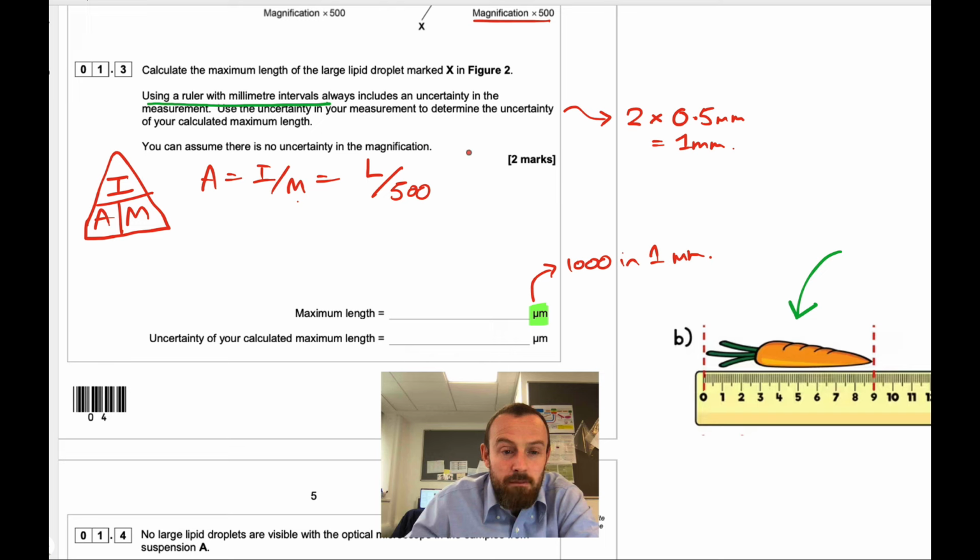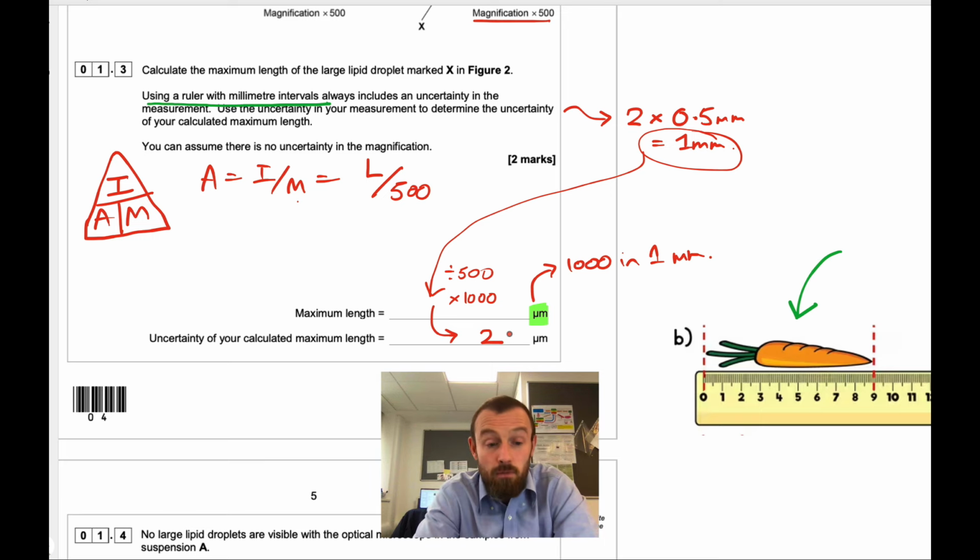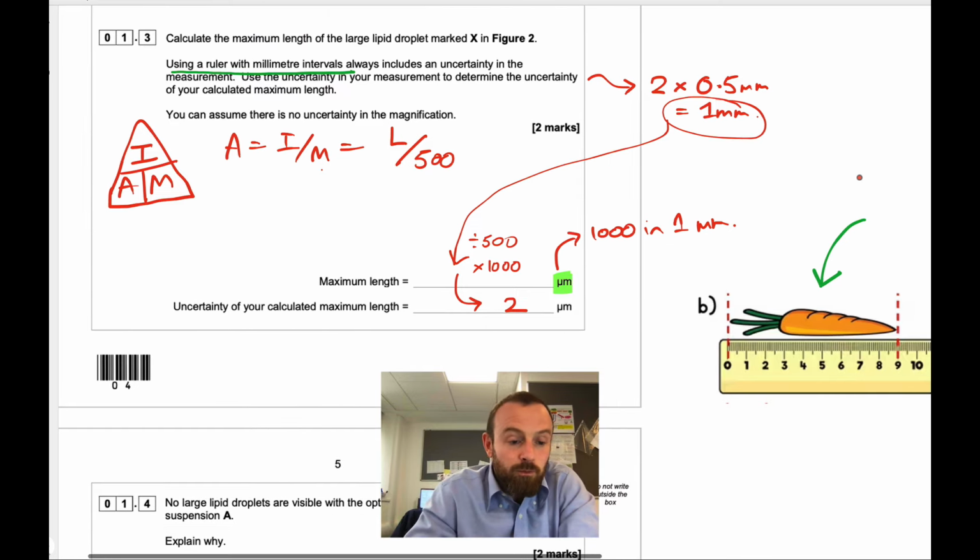So then if we look at the measurement and the calculated maximum length, we've got to do the same thing that we did before. If 1 millimeter is the uncertainty, but we want it in micrometers, then first of all we divide it by 500, but then we need to times it by 1,000 to convert into micrometers. You'll see that that is 1 divided by 500 times 1,000, which is basically times 2. So that is 2 micrometers is the uncertainty of your calculated length. Okay, so the key thing to remember there, if you're using a ruler, it's actually 2 measurements, not 1. All right, let's move on.